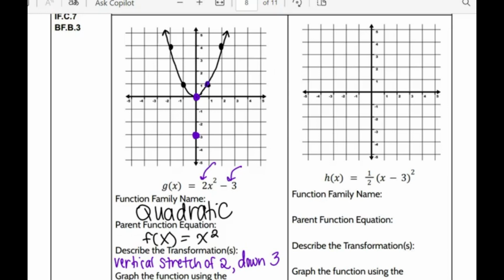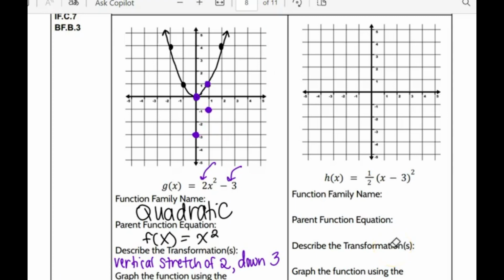This next point, I'm going to also move it down 3. 1, 2, 3. So it would be here, except it's not there anymore because there's a vertical stretch of 2. So from my vertex, instead of going out 1, up 1, I'm going to go out 1, up 2. That shows you that vertical stretch of 2.